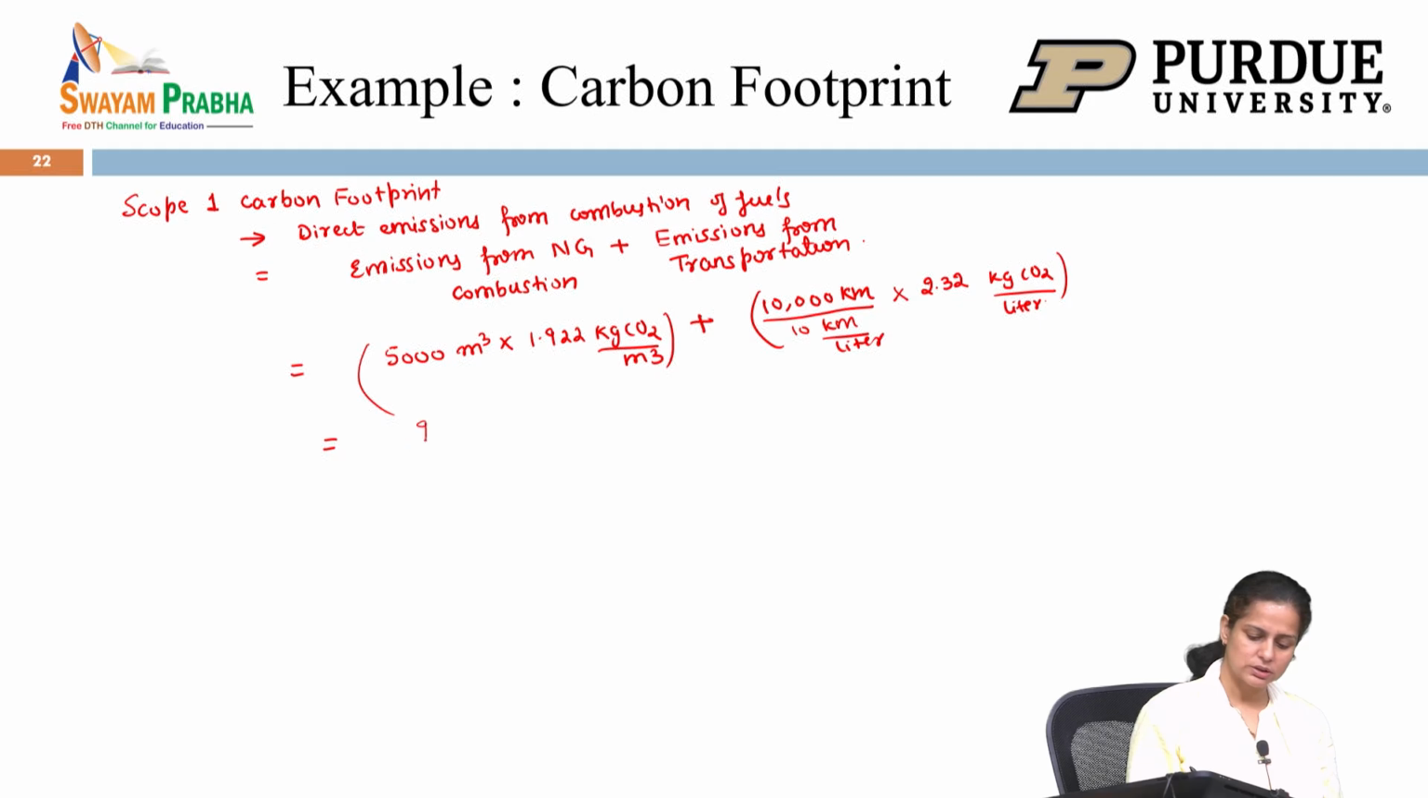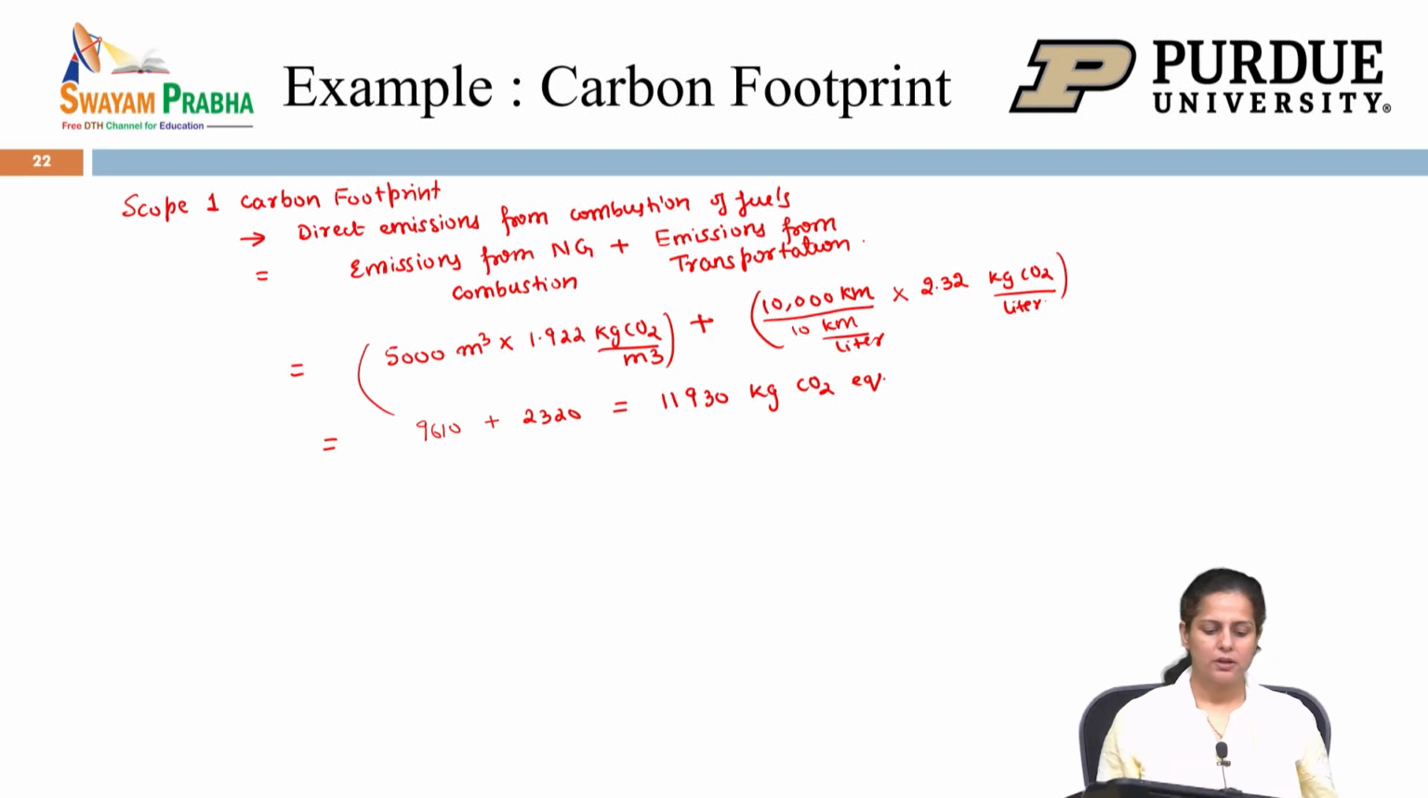So, this is 9610 plus 2320, and that gives us a total of 11,930 kg CO2 equivalent of scope 1 carbon footprint. Okay. So, straightforward, when you have to calculate scope 1 carbon footprint, you want to collect data on the actual combustion of fuel on site or the emissions from direct transportation needs for that process, and all of that total summation gives you the scope 1 carbon footprint.